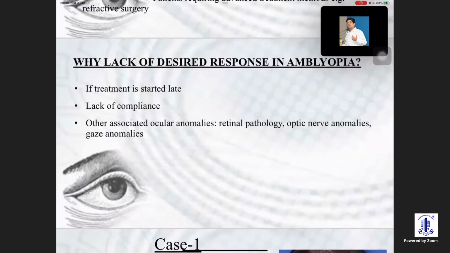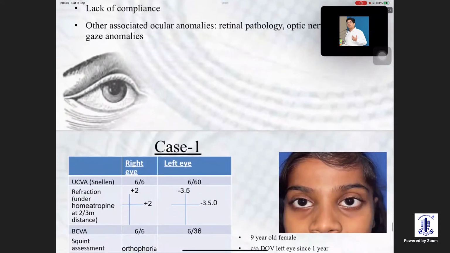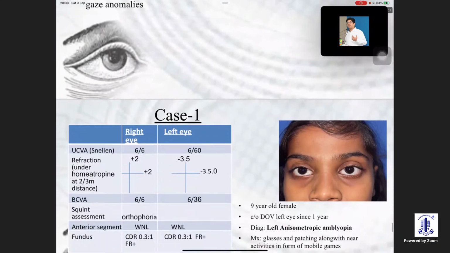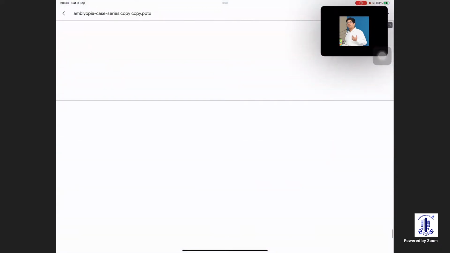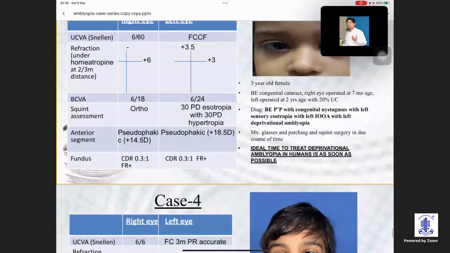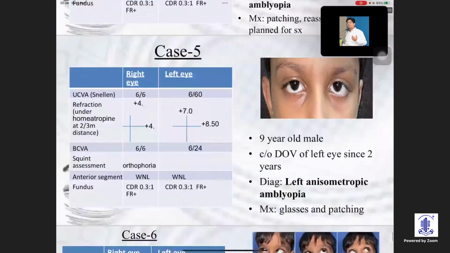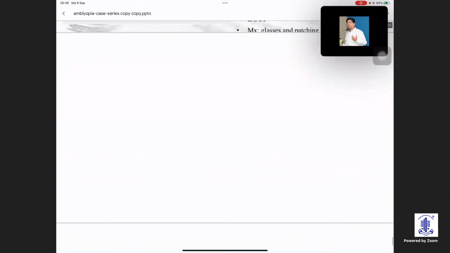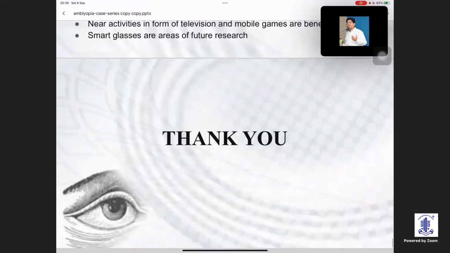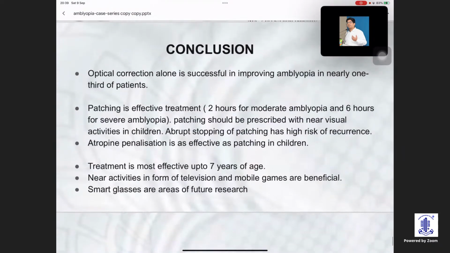Why is there a lack of desired response in amblyopia if treatment has started late, or due to lack of compliance and other associated factors? So then, I would like to conclude: optical correction alone is successful in improving amblyopia in nearly 1/3 of the patients.